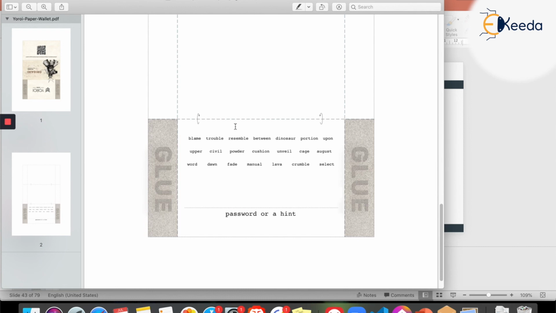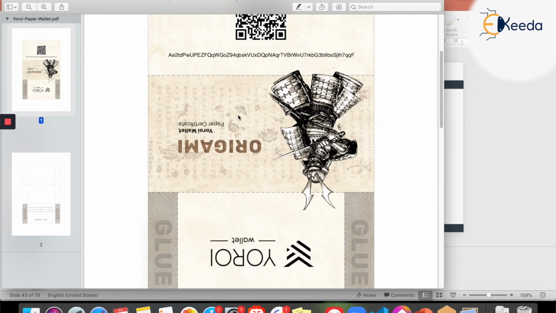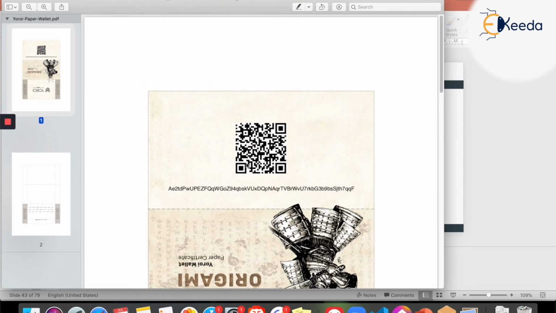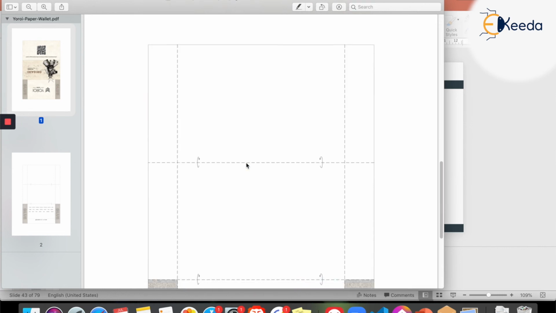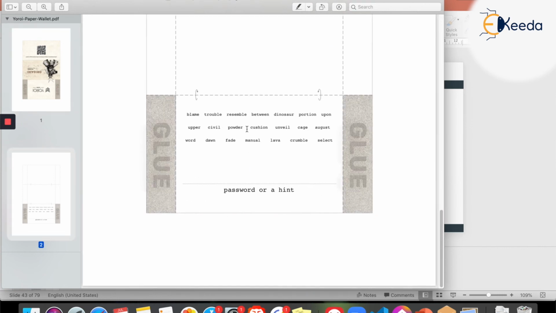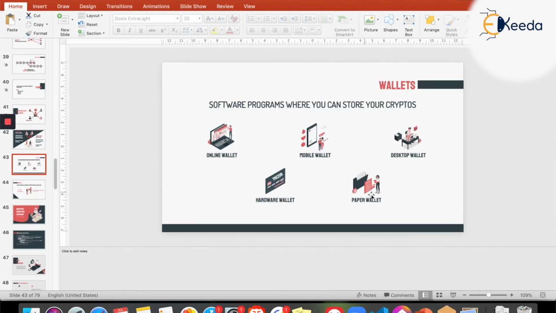So that is a paper wallet. This is printed as a paper wallet. This is my public key, which I can show to anyone to send me money, and this is my private key, which I should keep very, very secret. So that's the example of a paper wallet.